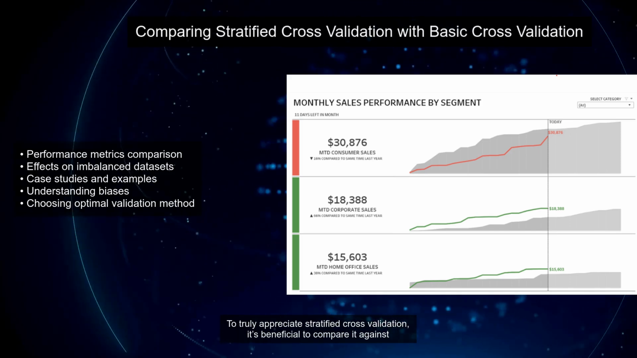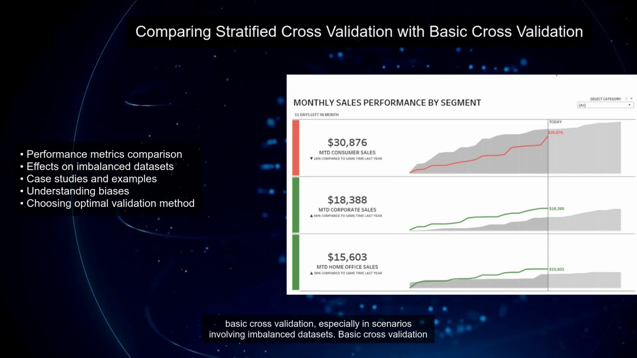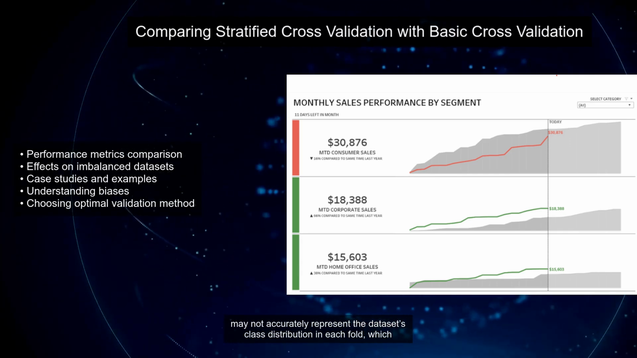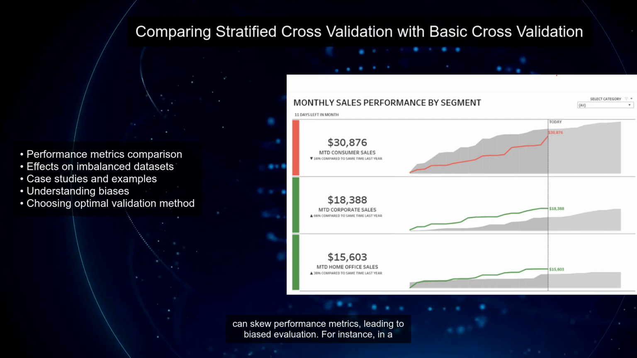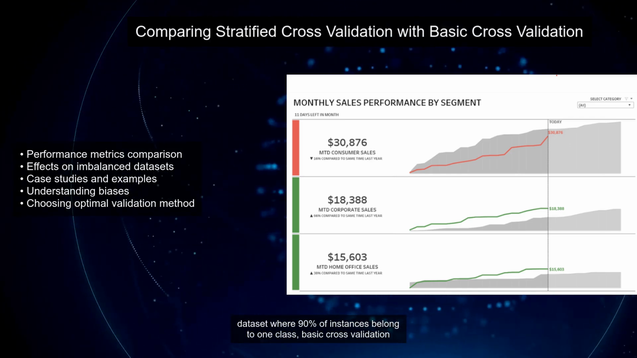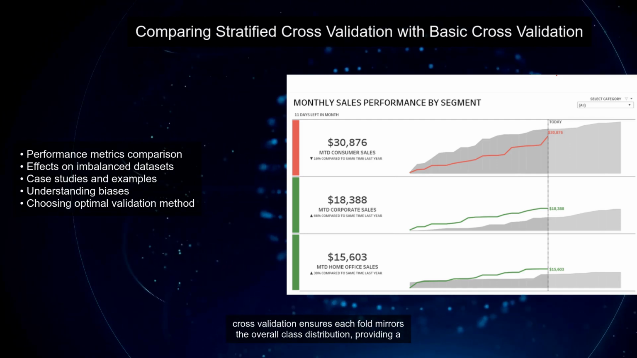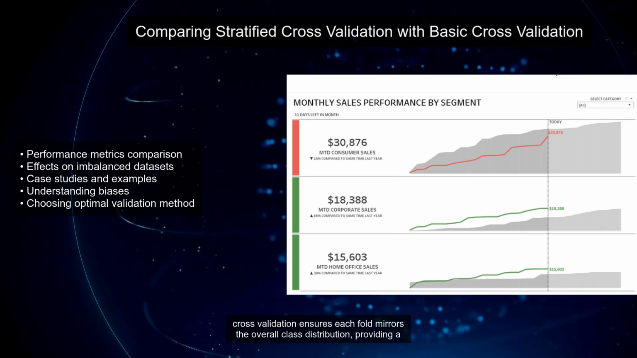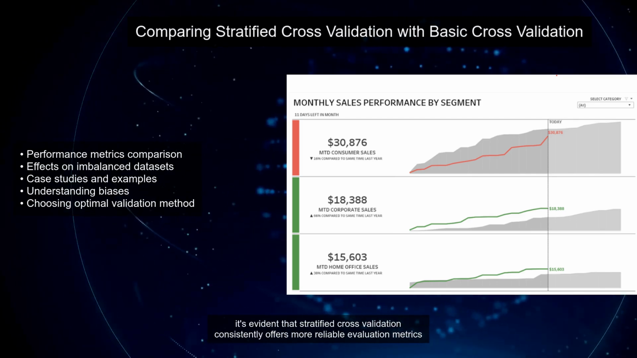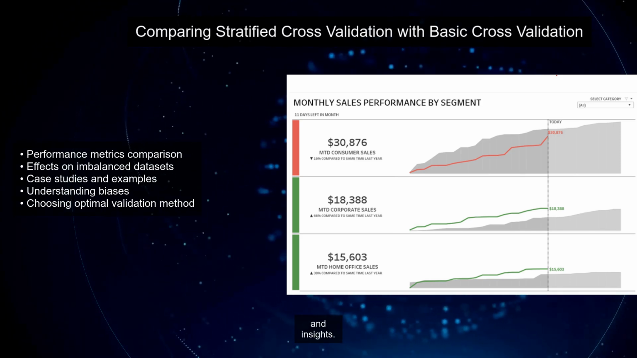To truly appreciate stratified cross validation, it's beneficial to compare it against basic cross validation, especially in scenarios involving imbalanced datasets. Basic cross validation may not accurately represent the dataset's class distribution in each fold, which can skew performance metrics, leading to biased evaluation. For instance, in a dataset where 90% of instances belong to one class, basic cross validation might create test sets heavily skewed towards that class. In contrast, stratified cross validation ensures each fold mirrors the overall class distribution, providing a more balanced and fair assessment of model performance. Through various case studies, it's evident that stratified cross validation consistently offers more reliable evaluation metrics and insights.